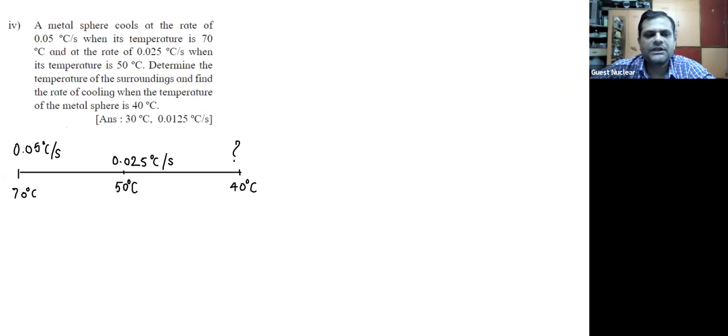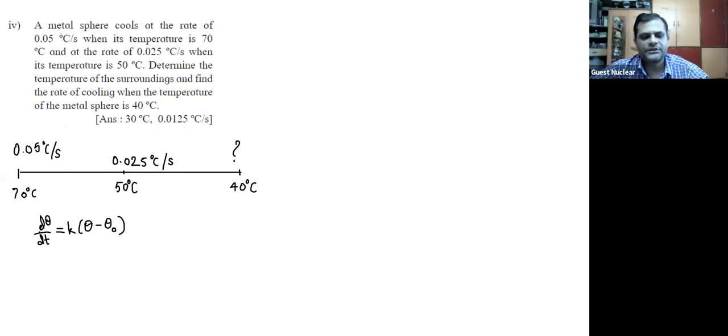So here it seems that we have to use the Newton's law of cooling. So what is Newton's law of cooling? It tells us simply that the rate of cooling at any temperature with respect to time is always directly proportional to the excess temperature of the body over surroundings. That means this rate of cooling is equal to some constant K into (theta minus theta naught), where theta naught is going to be the temperature of surroundings.